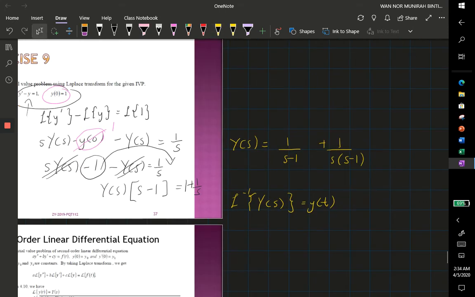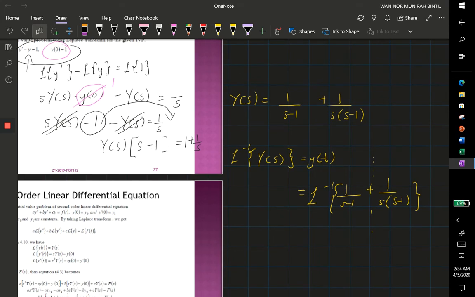Okay, so now I want to take the Laplace inverse of 1 over s minus 1, okay, plus 1 over s minus 1. You can solve this one separately by using linearity. Laplace inverse of this one and Laplace inverse of this one. Okay, but you need to do twice, because this one you can simply refer the table, but this one you cannot refer the table. What you need to do is apply the property.